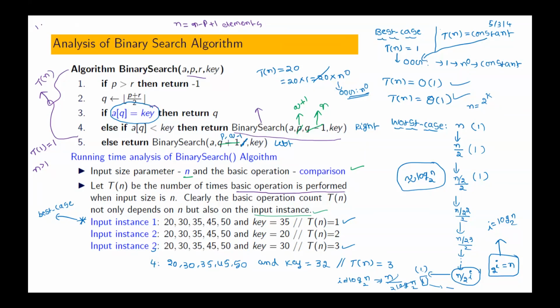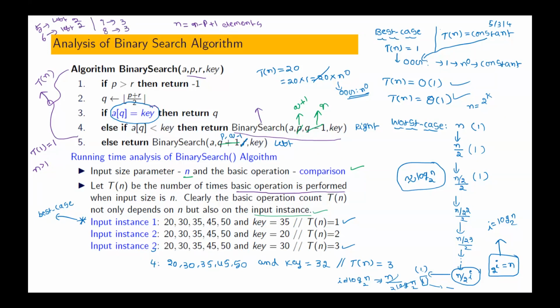If there are 6 elements, how many elements will be on the left side? Only 2. If n equals 5, left side 2. If n equals 6 also, left side is 2. If n equals 7, left side 3. If n equals 8, left side is still 3, 3 only.